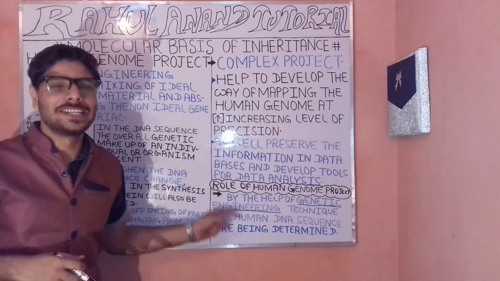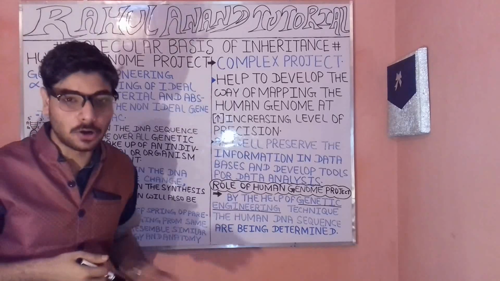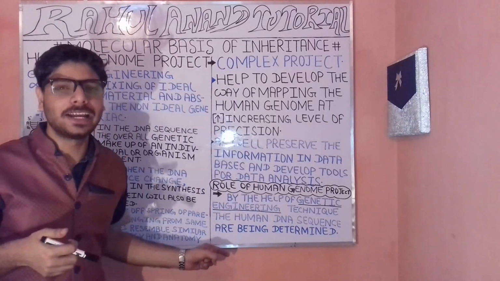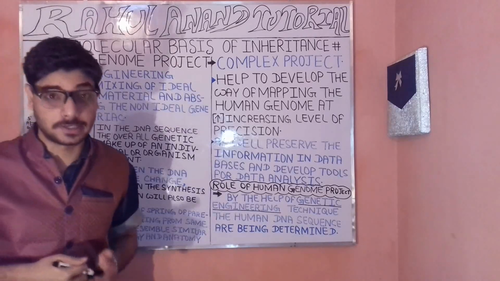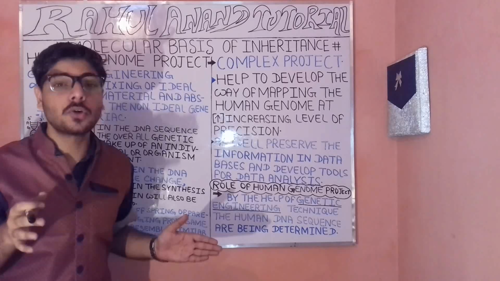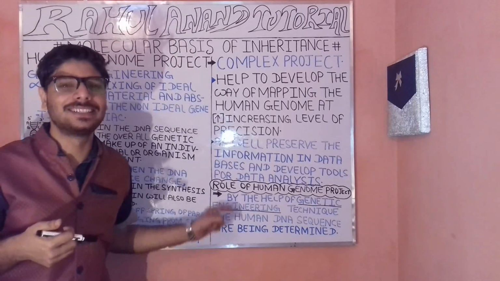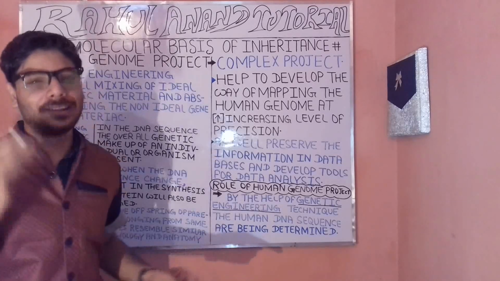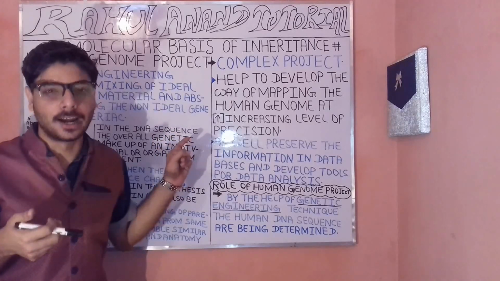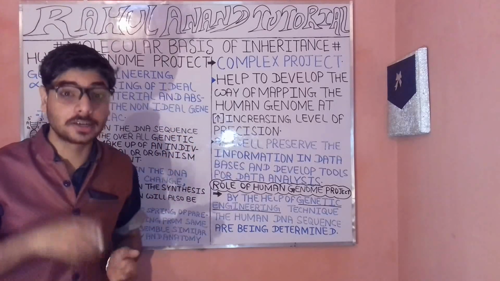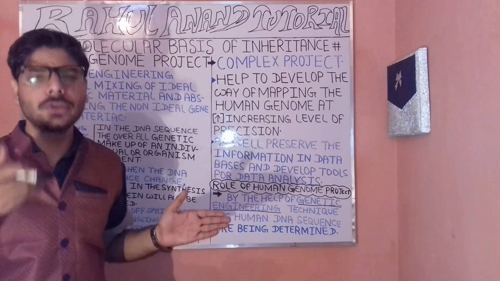Now let's understand the roles of the Human Genome Project. By understanding genetic engineering, it plays an important role in understanding the specific DNA sequences in the human body. When we talk about DNA sequences, you first have to understand what genetic engineering is. It is a very important process involving the mixing of ideal genetic material as well as the removal of non-ideal genes and genetic material.